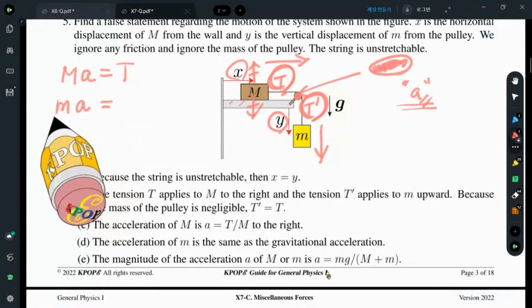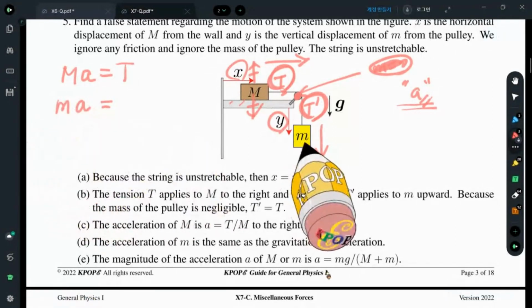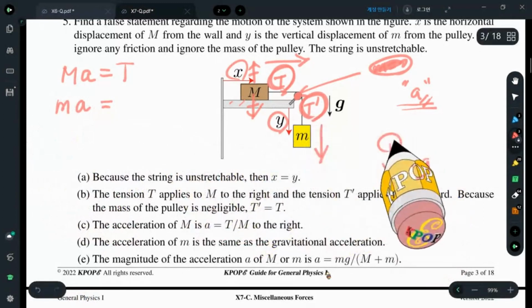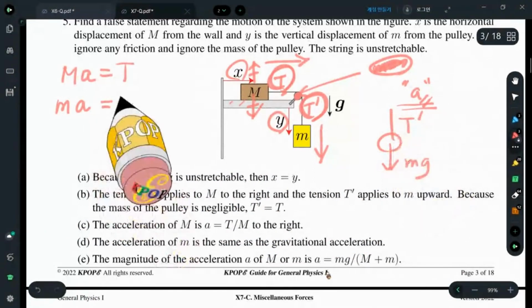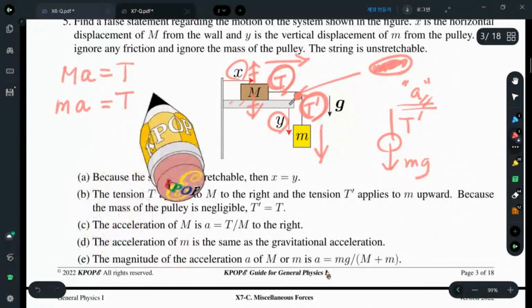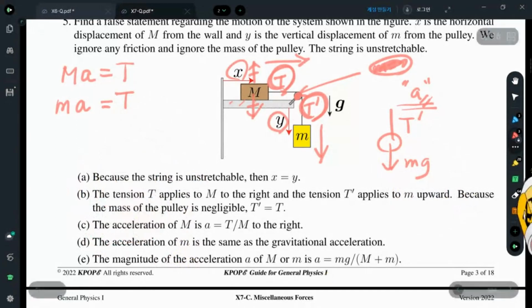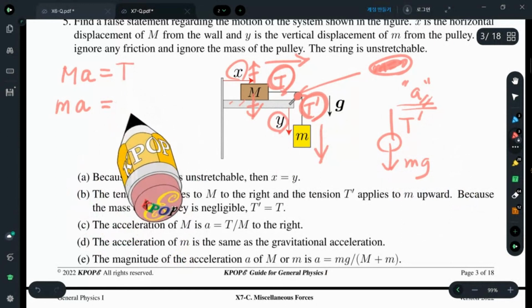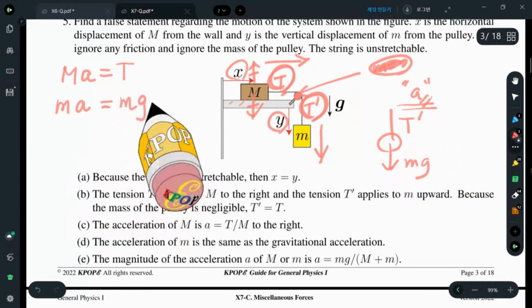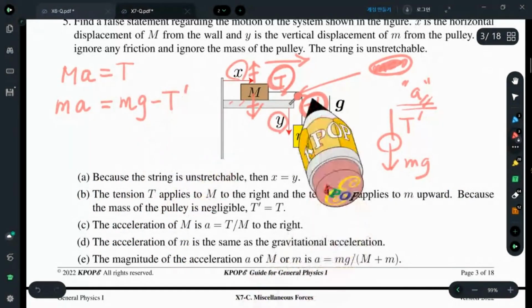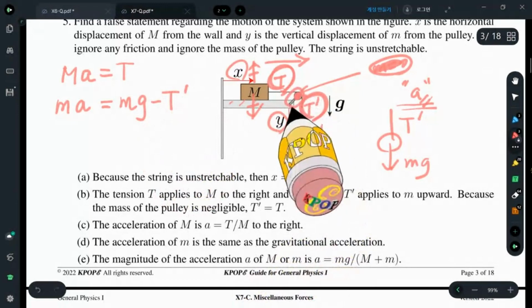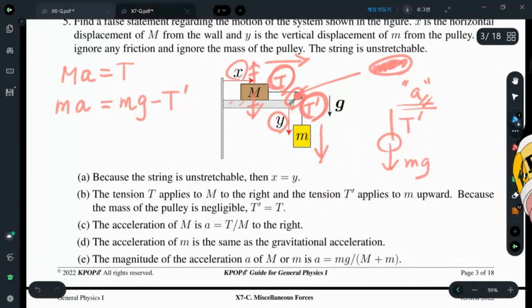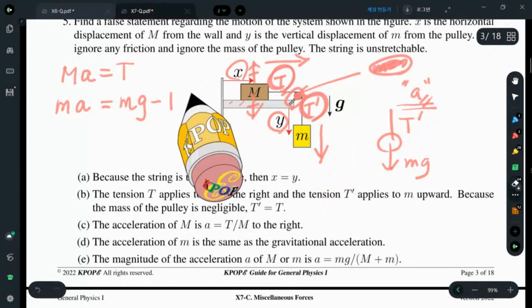It is acted on by two forces. One is the gravitational force, and the other is tension. So we have T prime, Mg minus T prime. But as I told you, if I ignore the mass of the pulley, then T prime and T have the same magnitude. So let me just erase the prime.